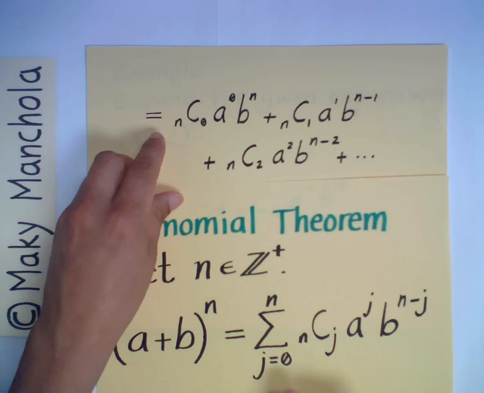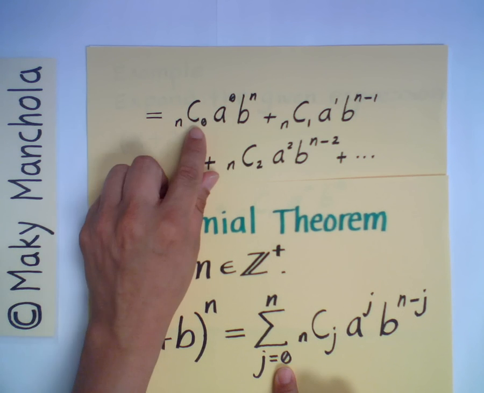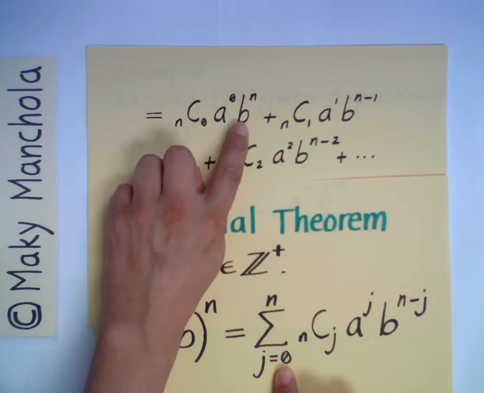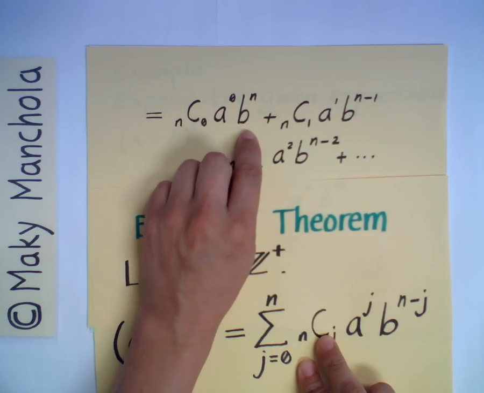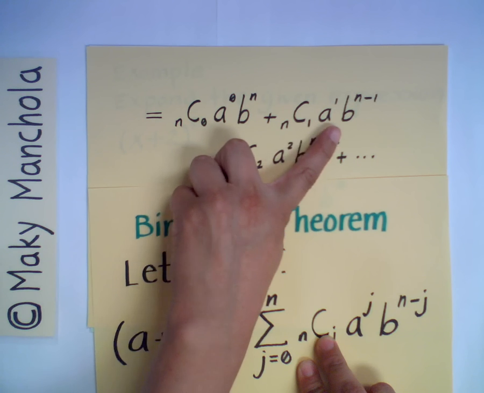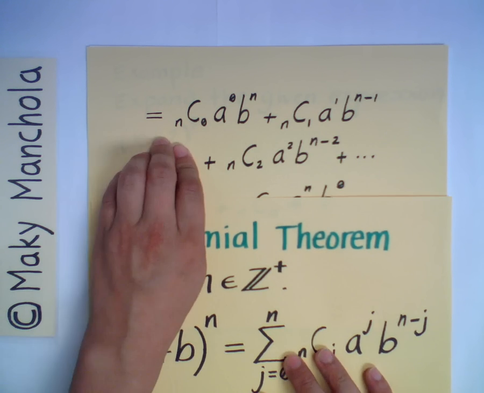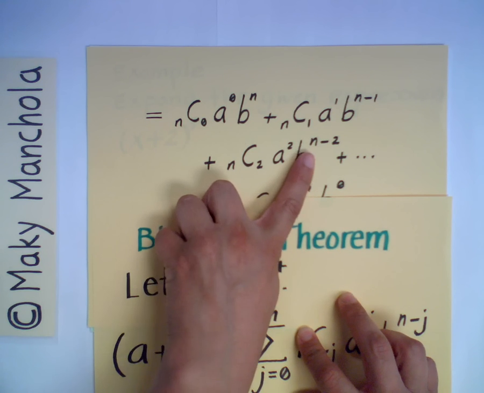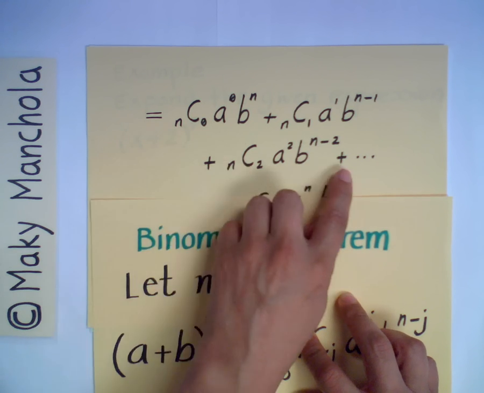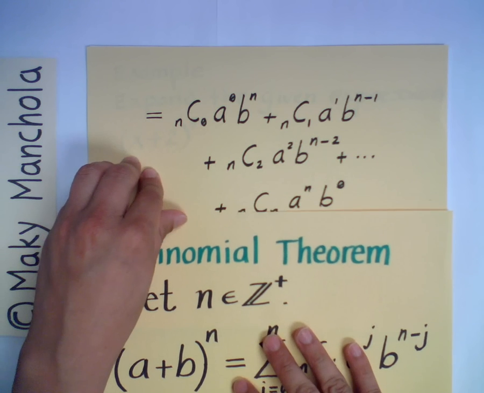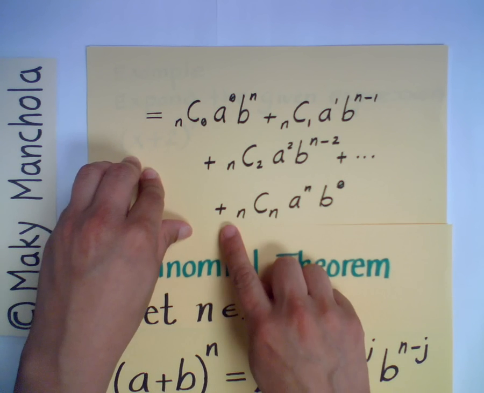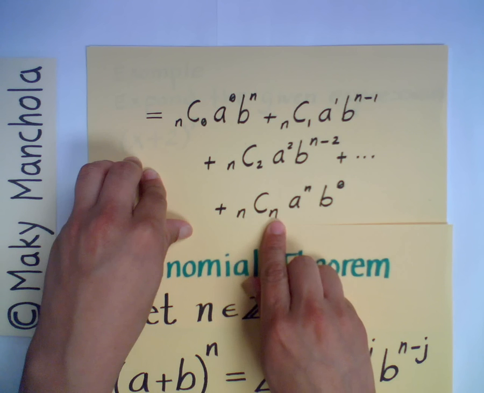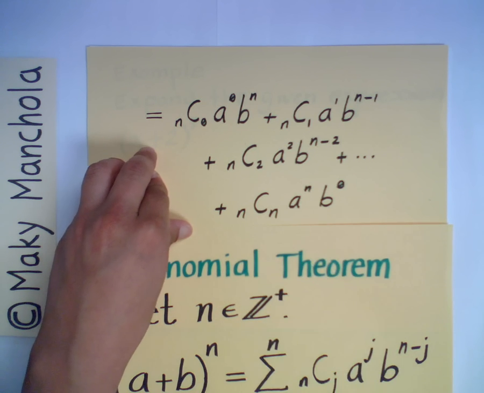You can develop this, you can split this up as: when j is 0, n choose 0 times a to the 0, b to the n, plus when j is 1, n choose 1, a to the first, b to the n minus 1, plus when j is 2, n choose 2, a squared, b to the n minus 2, plus all the way down up until j equals n, that is plus n choose n, a to the n, b to the 0.